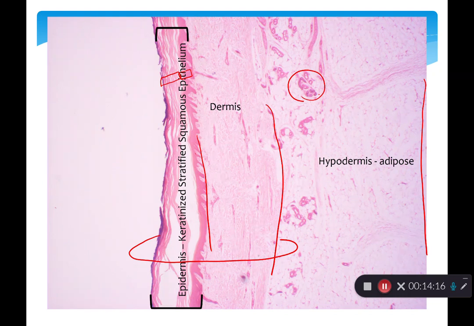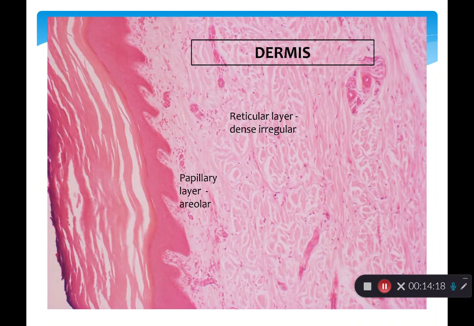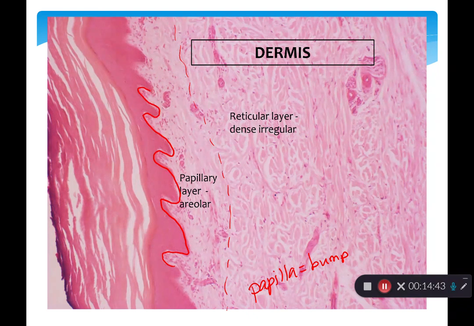Now when we blow up the picture and get closer, we can see that the dermis has two distinct types of tissue. It's subtle, but this is the papillary layer. A papilla is a bump. And specifically, these are the bumps that give you fingerprints and toe prints. So it's a bumpy layer called the papillary layer.